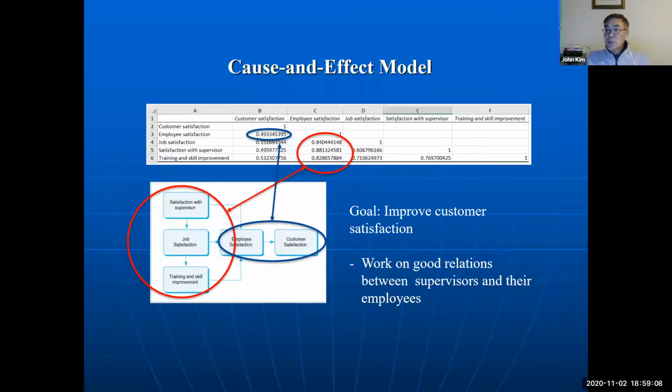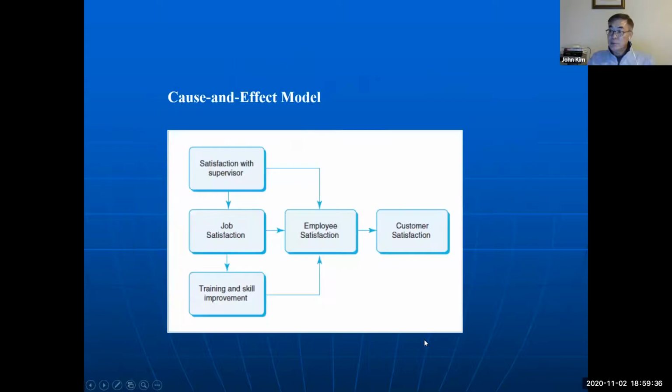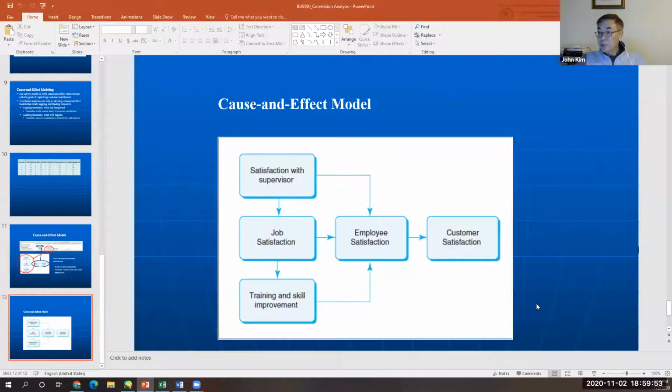So this cause and effect model, we can use to set a strategic plan, or in research to develop the structure, the framework for our research using data, like this. So we can draw a relationship chart like this. That's all. Very short lecture.